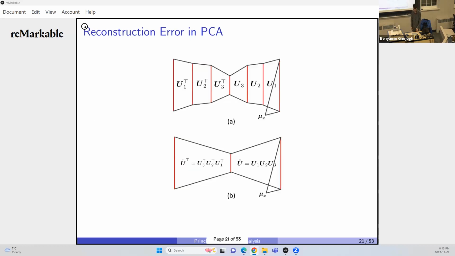Also, explain this. If you have multiple layers without any nonlinearity between them, you can see them as one U. So here, if we have X, here we have U transpose X. Agree?